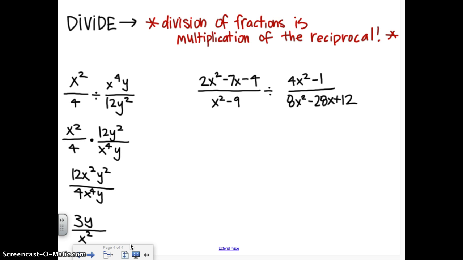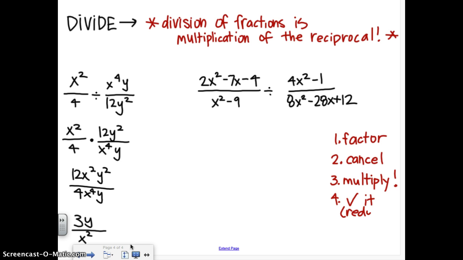The steps were factor, cancel, multiply, and check it. Can it reduce more?